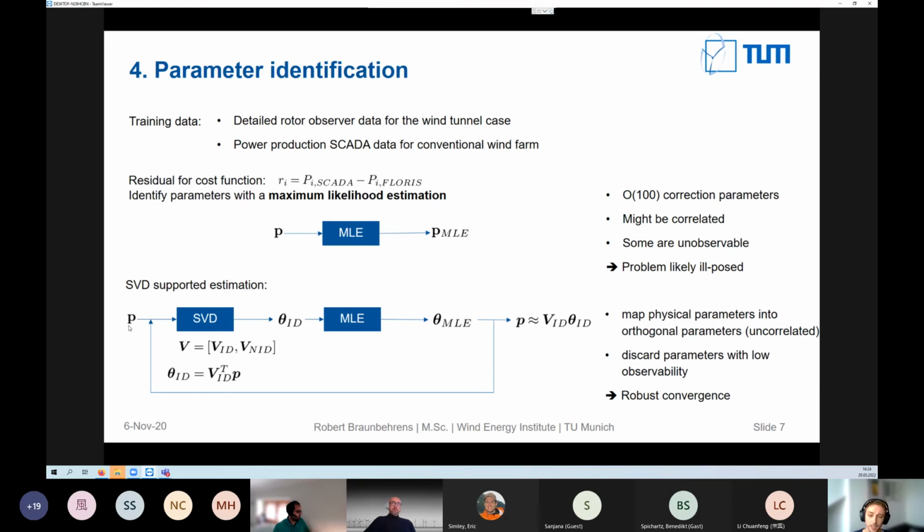Plus, the SVD will also give you a measure of observability of each of these parameters, which then enables us to say, okay, we have an observability threshold, and if the observability is under that threshold, we don't even use those parameters anymore. So of those, let's say we have 100 physical parameters, then we would get 100 orthogonal parameters. But of those, 30 actually don't matter really for the result, and they're not observable. So we can discard them, which makes the identification process run even better, while the final result is just as good as if we would keep them in the identification.